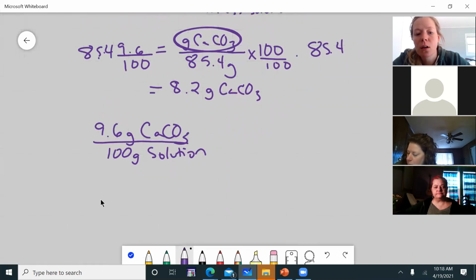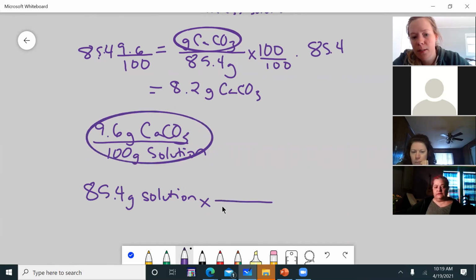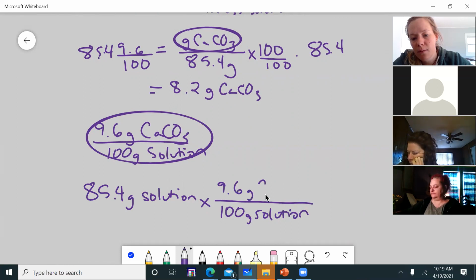So we start with our given, which was that we had 85.4 grams of the solution. And I use this as a conversion factor. I want solution on the bottom, so I'm just going to keep it the way it's written. 100 grams of the solution will yield 9.6 grams of the CaCO3. The grams of solution will cancel out and you'll be left with grams of CaCO3.